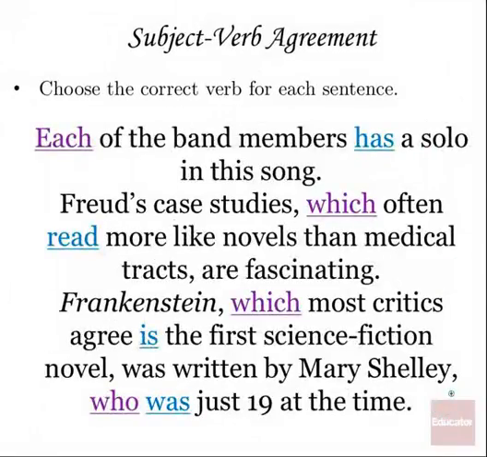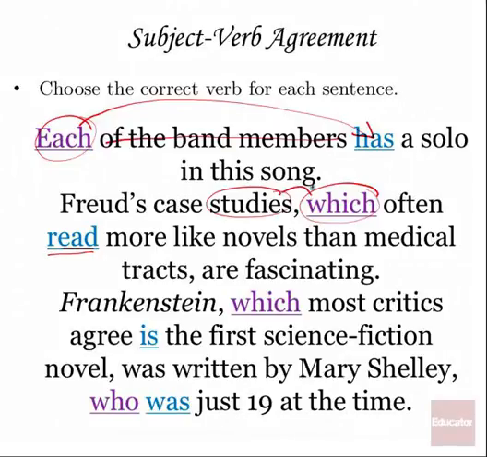All right, each of the band members has a solo in this song. Well, we have an interrupter in the prepositional phrase band members, and we note that each is here. So it takes the third person singular verb has. Freud's case studies, which often read. Our verb is read, but our subject is which, a relative pronoun, and in this case, it's taking the place of the word studies. Well, studies is of course plural, so we use the plural verb read, which read more like novels than medical tracts, are fascinating.